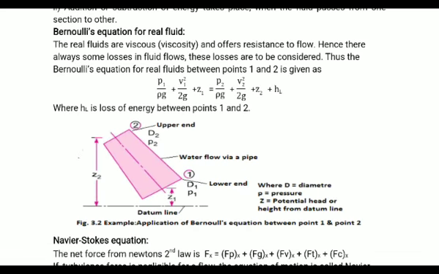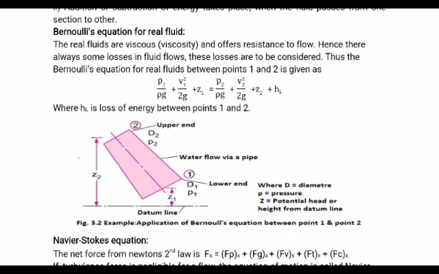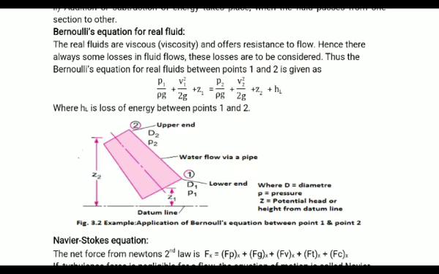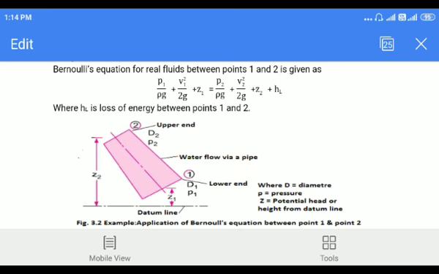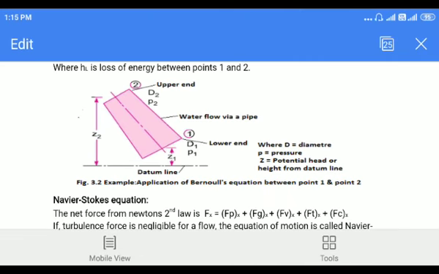So let us consider the example here. You can see that a pipe is there. Water is flowing through this pipe and it has two sections, section 1 and section 2. Also you can see that section 1 is at a height of z1 and section 2 is at a height of z2. For that, the reference line is the datum line. The diameters, pressures and z values are given here.